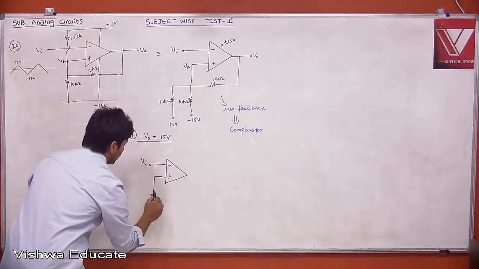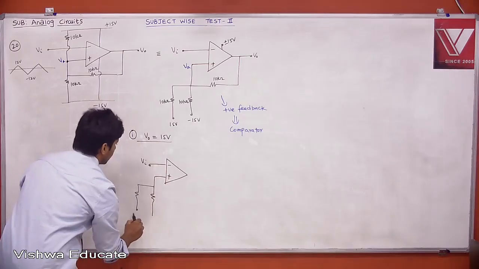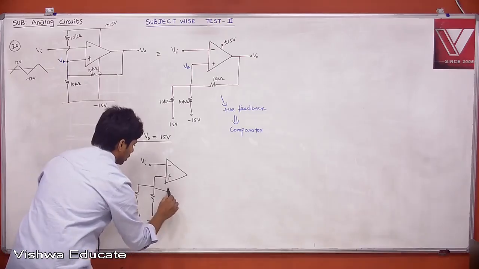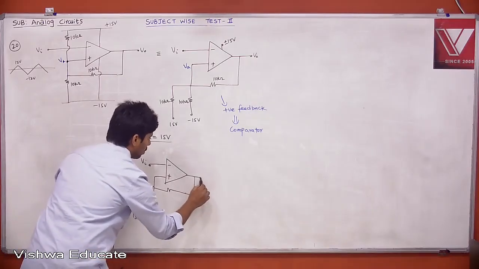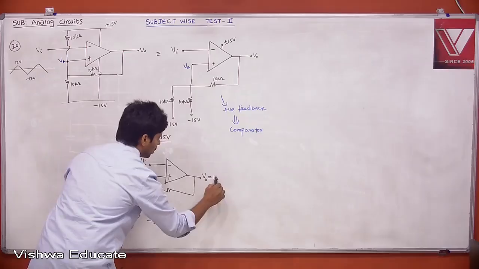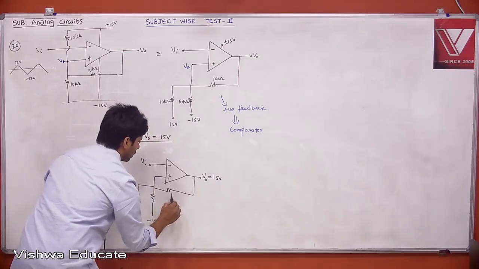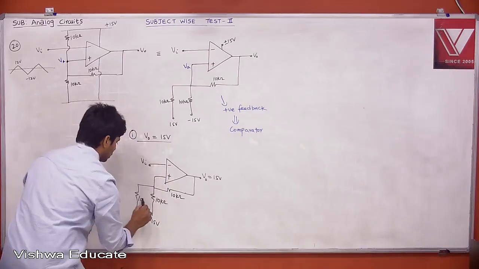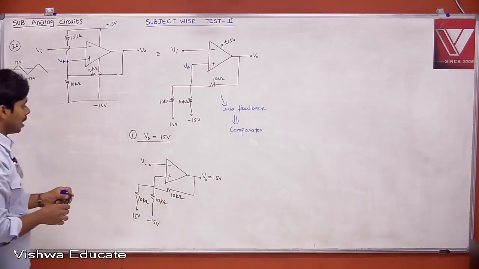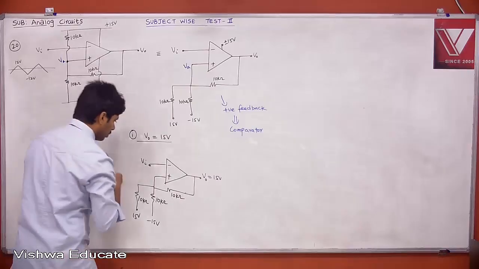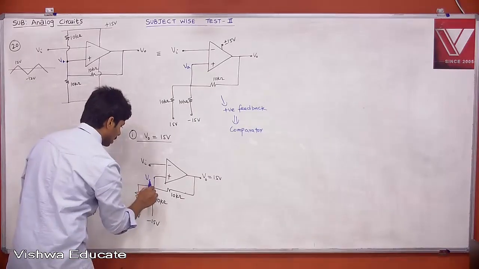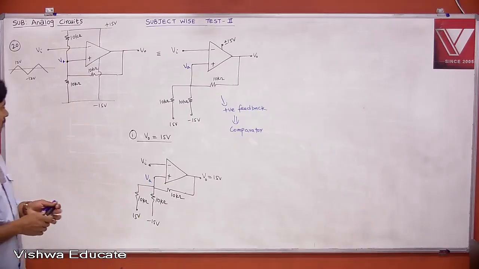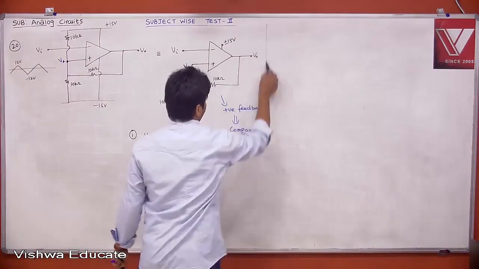This is our 10K, and this is 15 volt. This is minus 15 volt. Now this is your V0, and V0 is 15. This is 10K, this is also 10K, this is 10K. Now let's find first what is VA. You will understand. Now apply nodal analysis, you will get the answer.